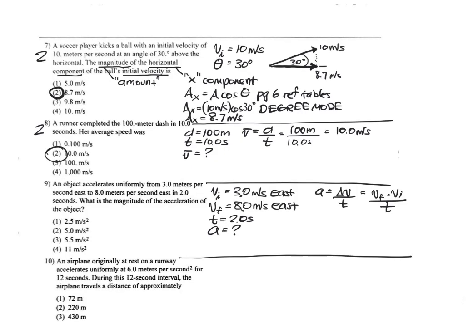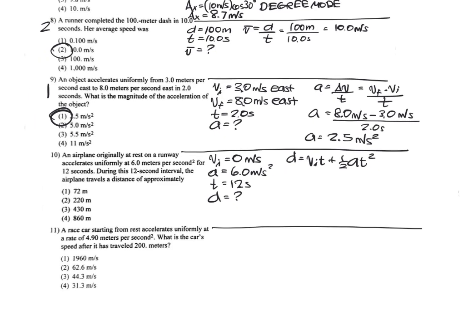Number 9. That v equals d over t, by the way, is on this page 6 of the reference tables. So is a equals delta v over t, and that's our equation for number 9, where they give us the initial velocity, the final velocity, and the time, and they want the acceleration. Remembering that delta always means final minus initial. Notice that initial and final are both east, so they're both positive. If v final were west, I would have to make it negative because it's the other direction. And so we do delta v over t, we get 8 minus 3 divided by 2, which is 2.5 meters per second squared, choice 1.